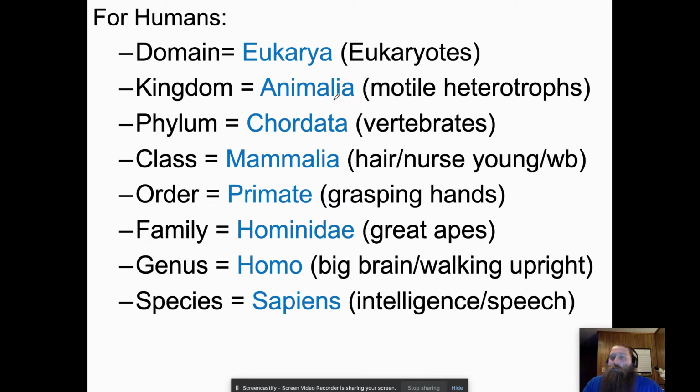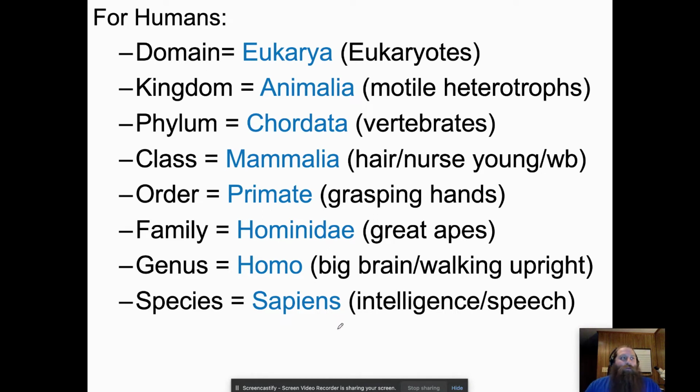Our kingdom is Animalia, which are the heterotrophs that move around. Our phylum is Chordata, talking about our backbone or our spinal cord rather. And this identifies the vertebrates. Our class is Mammalia because we're mammals, right? Our order is Primate because we have grasping hands. Our family is Hominidae, which are the great apes. Our genus is Homo, which kind of goes between big brain and walking upright. And then our species is sapiens, from the Latin word that means wise, and that's because we are intelligent.